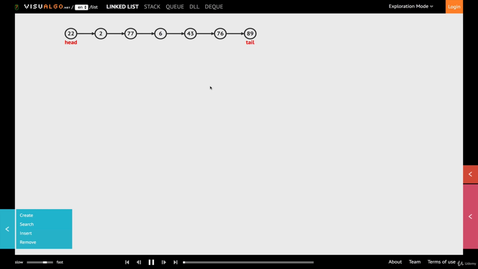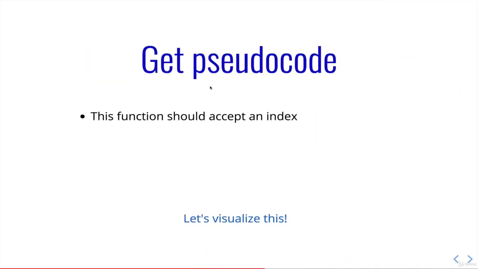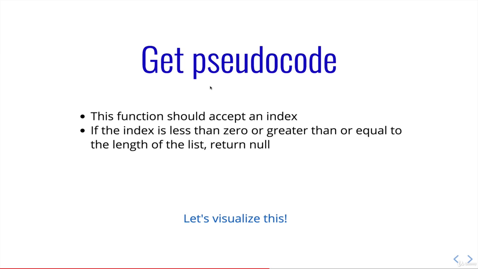So here's the pseudocode. The function should accept an index, so a number that we pass in. If the index is, so these are the edge cases, if it's negative or greater than or equal to the length, then we're not going to do that. We can't find something at index -2. So we return null, or we could do undefined, but just return something that signifies it was not found.